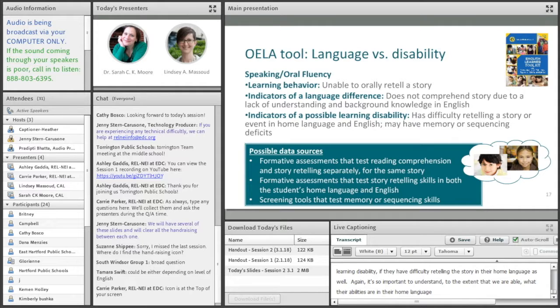So if Isabella Rodnan displayed this behavior, maybe we would want information from formative assessments that test reading comprehension and story retelling separately, so that maybe we could try to discriminate between those different skills, or assessments that test story retelling skills in both languages. We might also be able to use screening tools that test memory or sequencing skills.